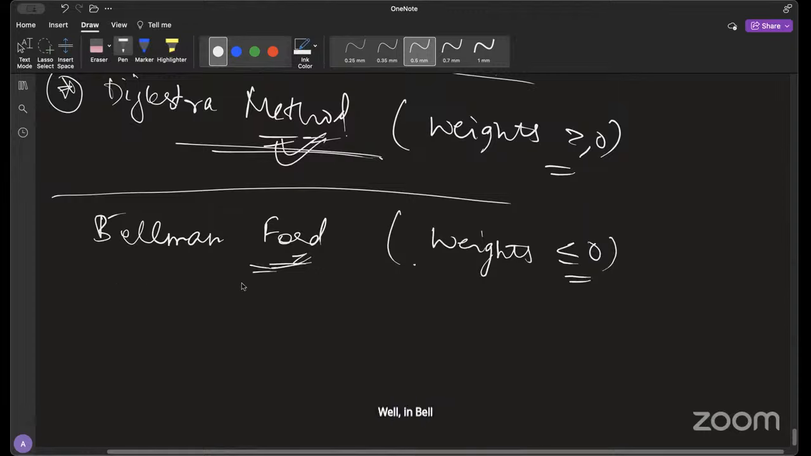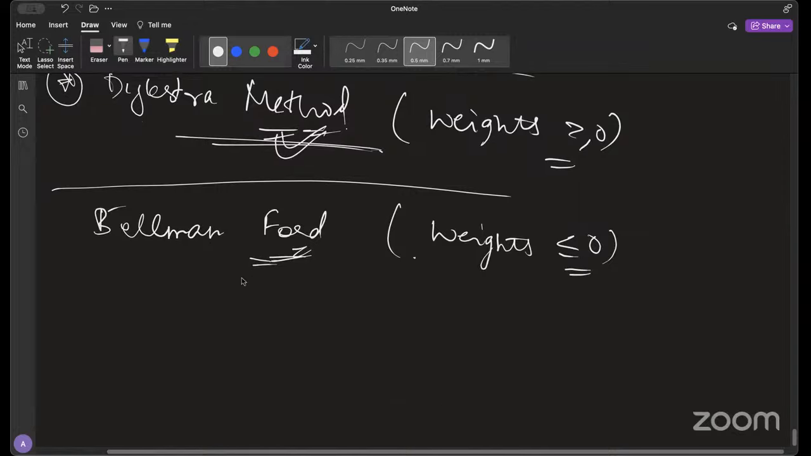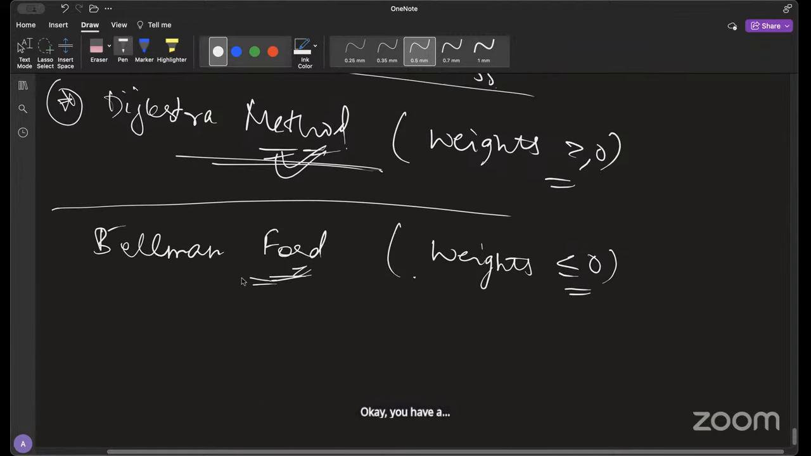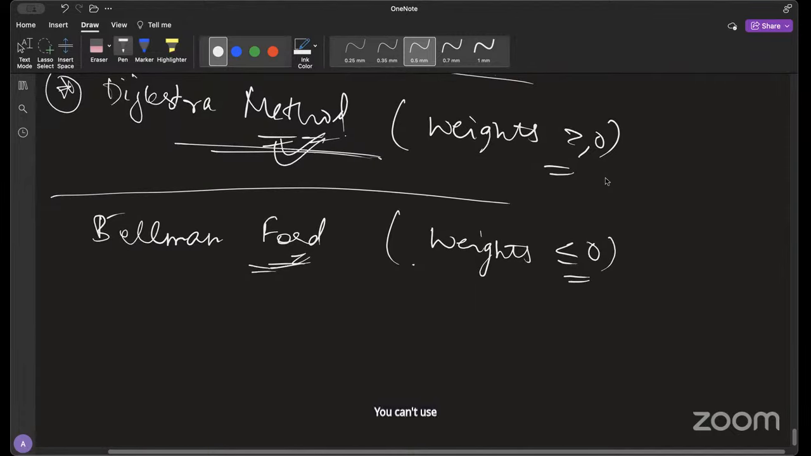In the Bellman-Ford algorithm, what we do is... Ma'am, can we use Dijkstra's method when we have a cycle which has net weight not negative but zero? The weight of the cycle is zero. See, the only condition for Dijkstra's method is you need to have all the weights as positive. That's the condition. So if you have all the weights positive, you can't get a cycle with zero weights, right? Okay. Thank you.